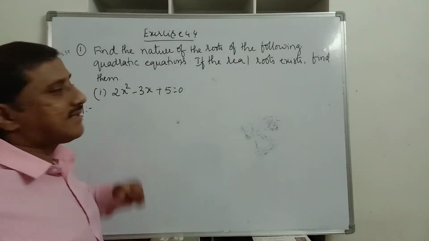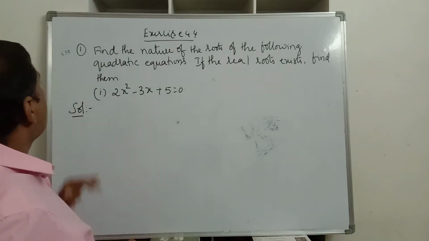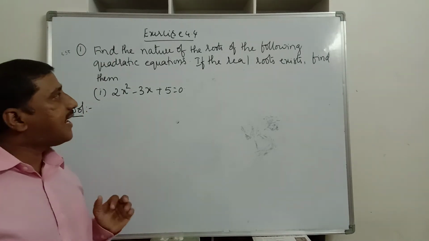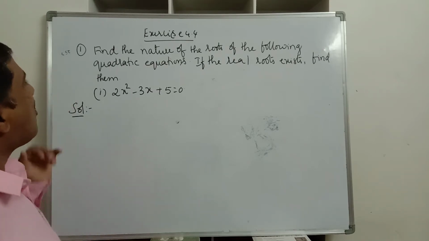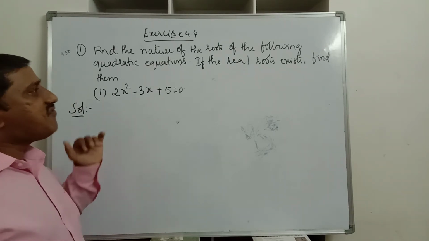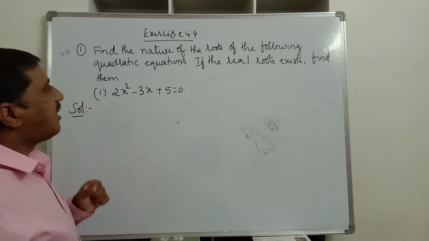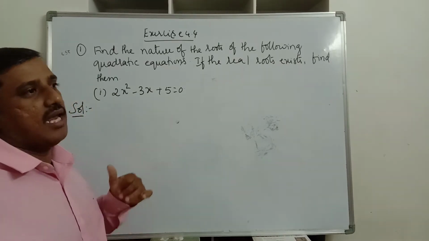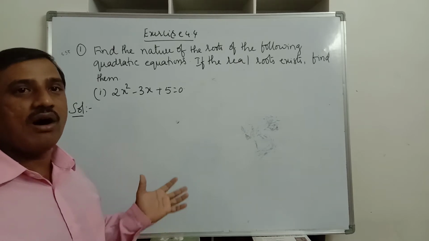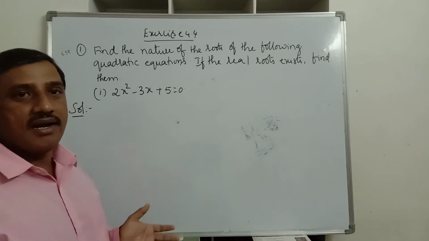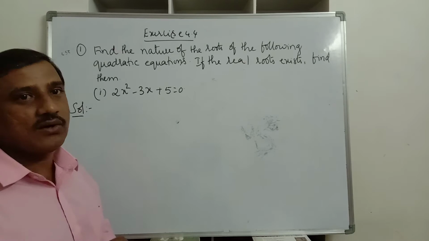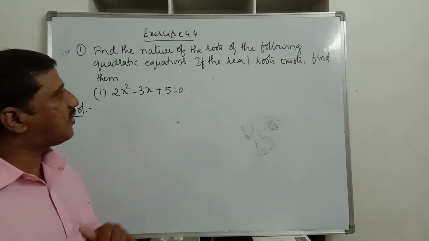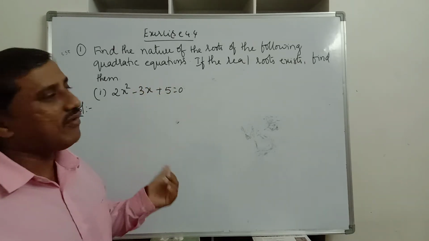Now we will discuss exercise number 4.4. The first bit: find the nature of the roots of the following quadratic equations. If the real roots exist, find them. Real roots exist if the d value is positive or equal to 0, that is, d is greater than or equal to 0. Then real roots will exist and we can find them.